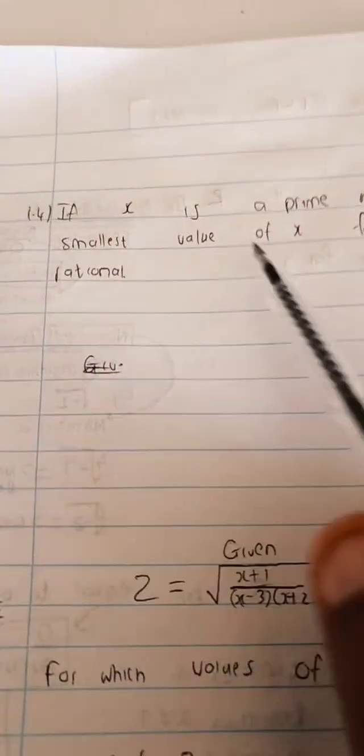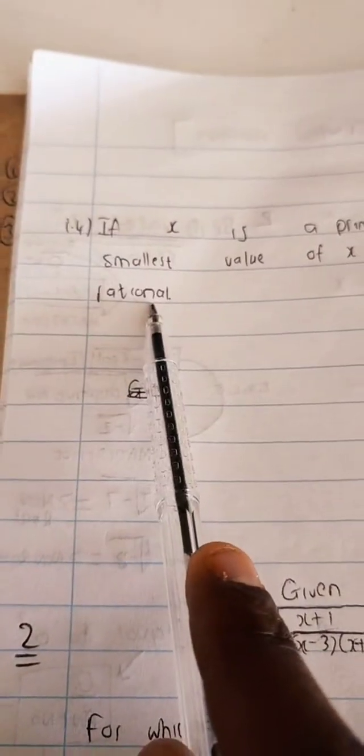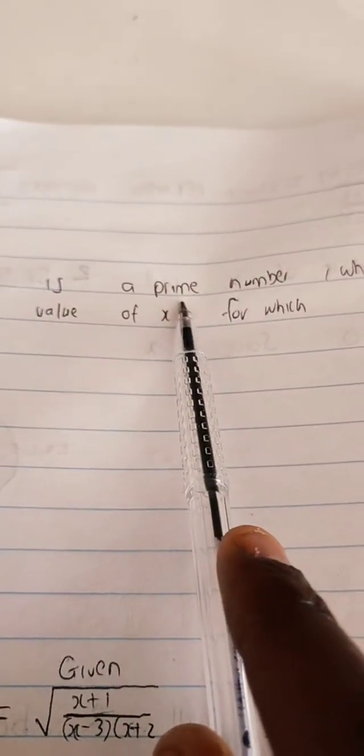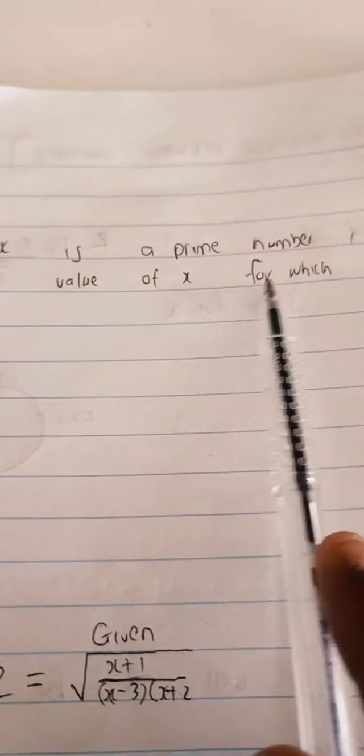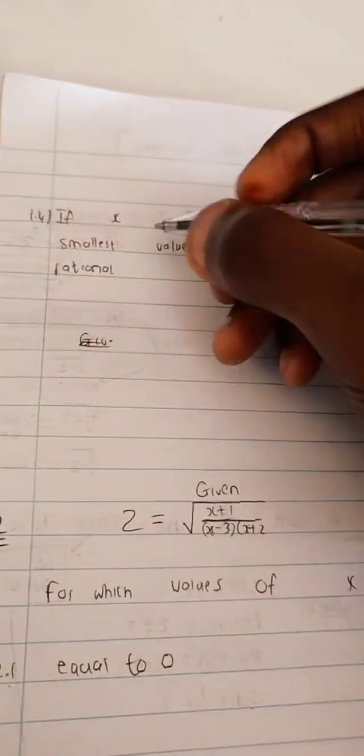Okay, let's look at another question underneath the same thing. If x is a prime number, what is the smallest value of x for which r will be rational? I repeat, if x is a prime number, what is the smallest value of x for which r will be rational?